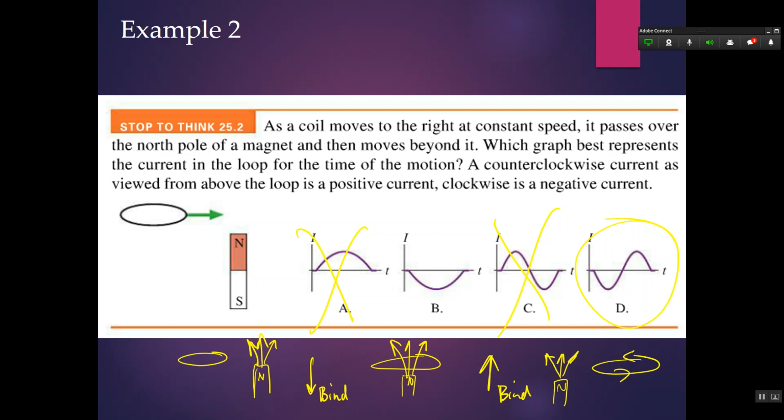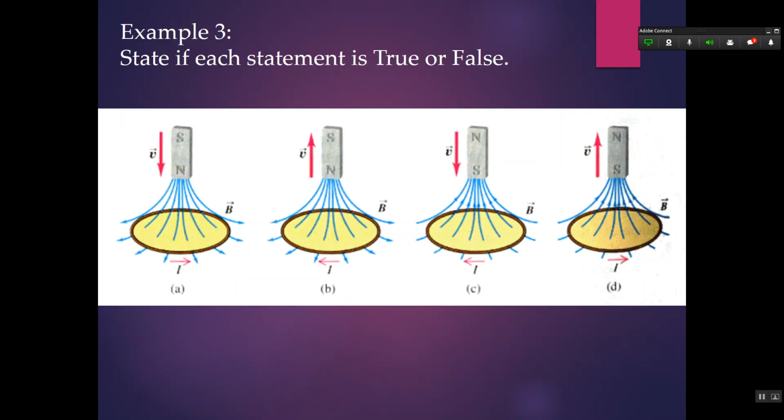I'm still not convinced that everyone knows what I'm talking about. So more examples, let's go. Which of these situations is true? You guys do it on your own. So I want you to write a T or an F underneath each one.